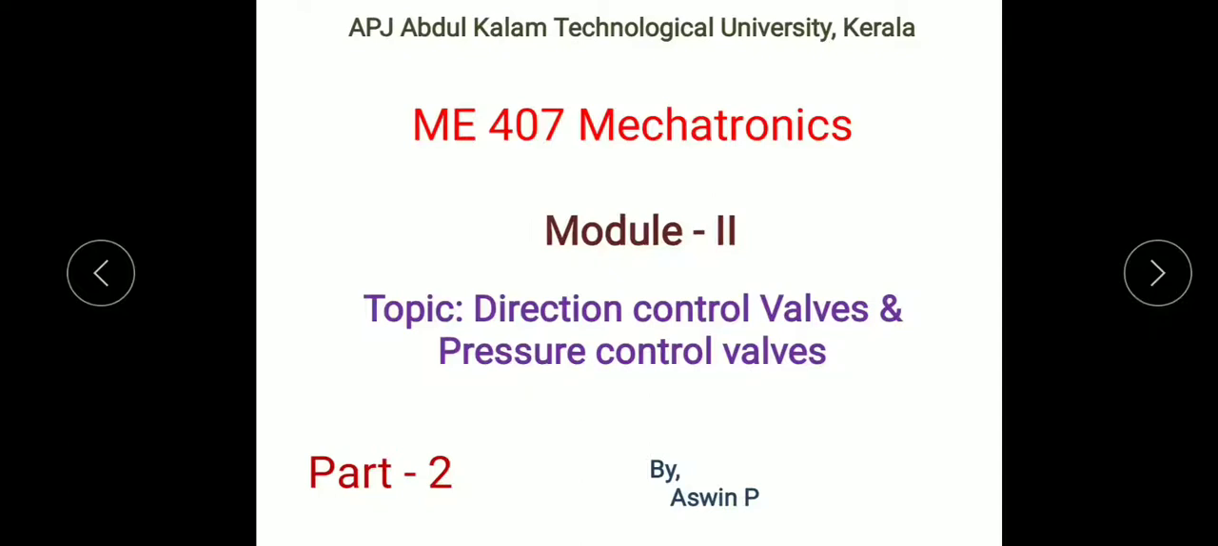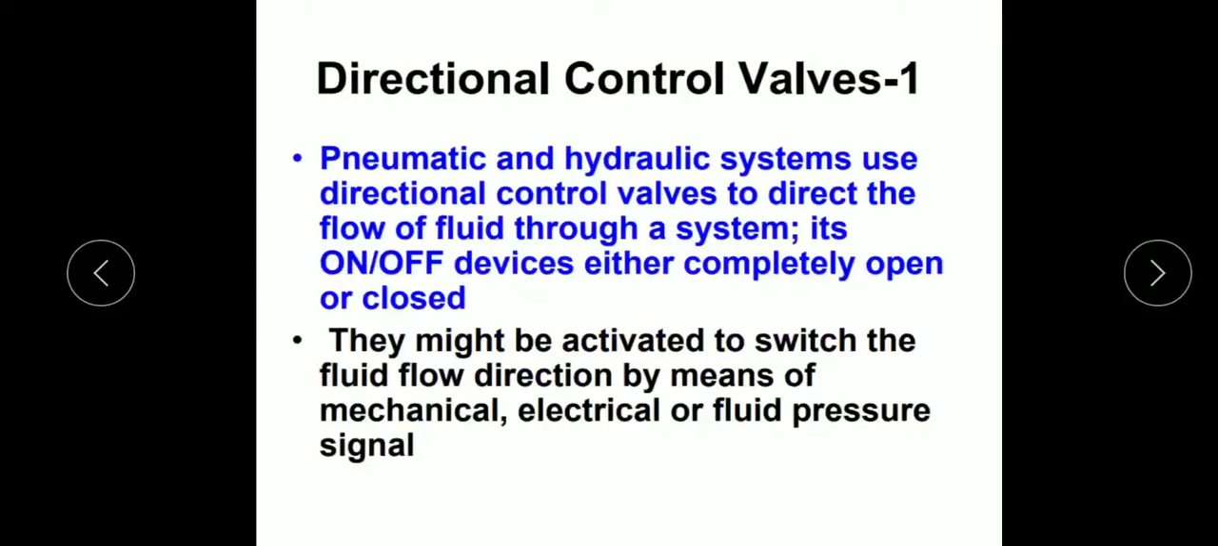Today we are going to discuss a small topic in the subject mechatronics, and today's topics are DCV or direction control valves and PCV or pressure control valves. First of all, we will start with direction control valves.